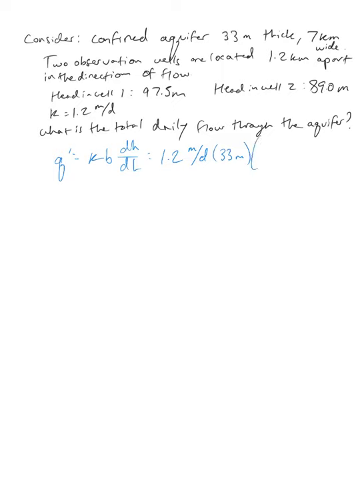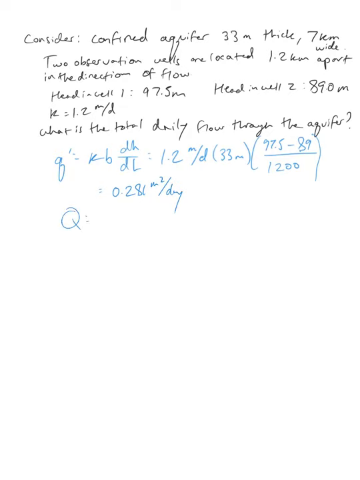So we're going to have 97.5 minus 89, divided by the distance, 1,200 meters, 1.2 kilometers, and that equals 0.281 meters squared per day. And that's the flow per unit width.